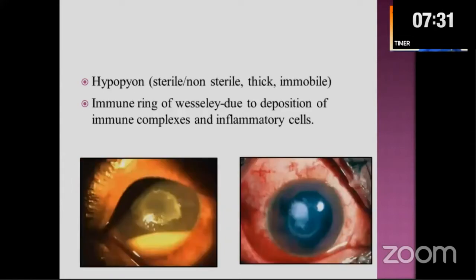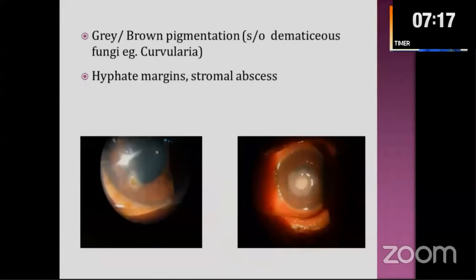The hypopyon in fungal keratitis is usually sterile, or non-sterile, thick and immobile. They can also present with an immune ring of Wesley, which is due to the deposition of immune complexes and inflammatory cells. Some keratitis presents with gray or brown pigmentation, which is usually suggestive of dematiaceous fungi like Curvularia. They can also present with stromal abscess.